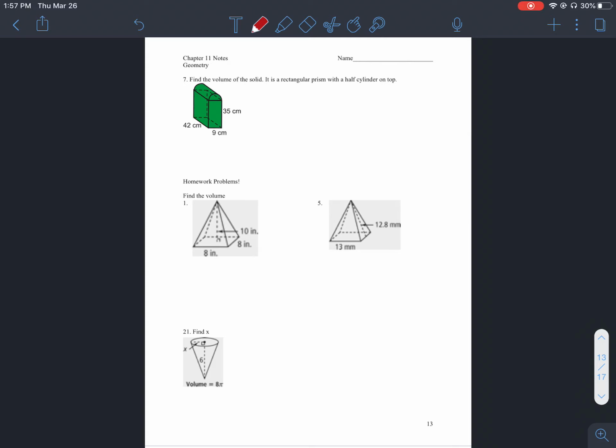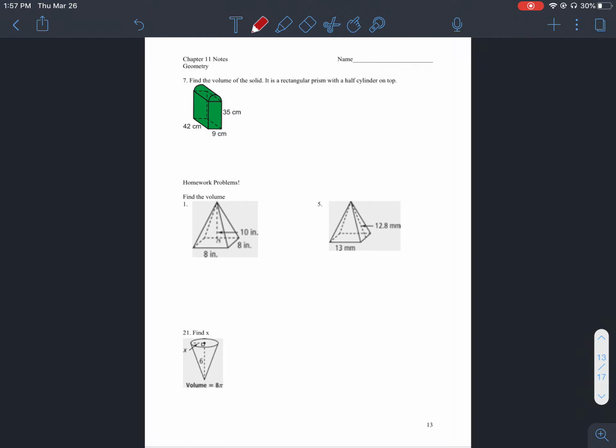Today we're going to be reviewing volume for prisms, cylinders, pyramids, and cones. So this is the last thing that we talked about back in class before break. We're going to work through these 4 problems here on page 13 in your note packet. We're going to actually start with the 3 down below, and we'll come back to number 7 in just a second.